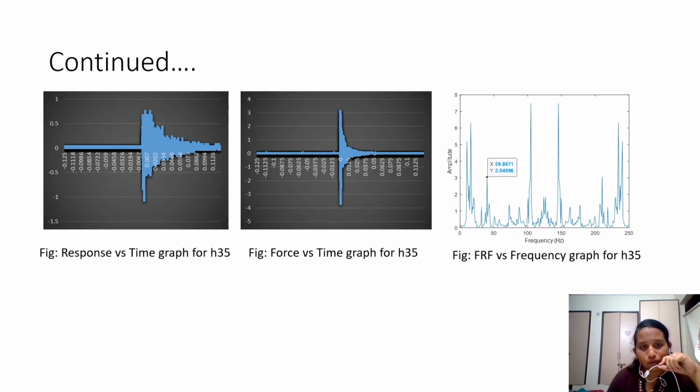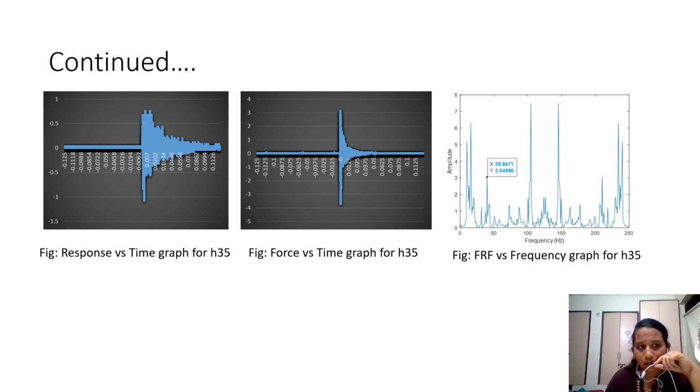This is the last hitting position, the fourth hitting position, with response versus time, force versus time, and FRF versus frequency. Here we see the response versus time graph for H35, where 3 and 5 represent the following: 3 is the sensor position, where the sensor is bonded, and the fifth one is the hitting position. So we are giving the force by hitting with an impact hammer at the fifth position and getting the response from the third position where the sensor is bonded.